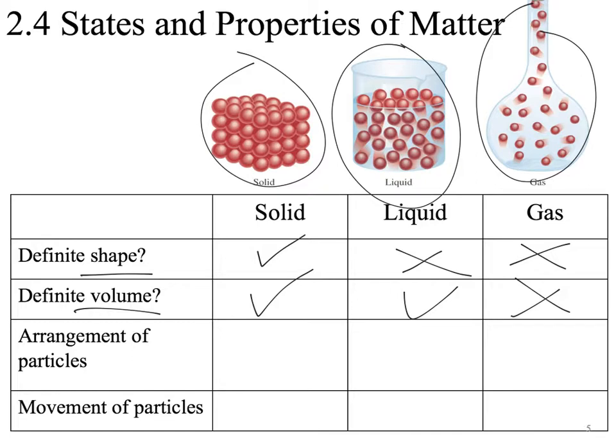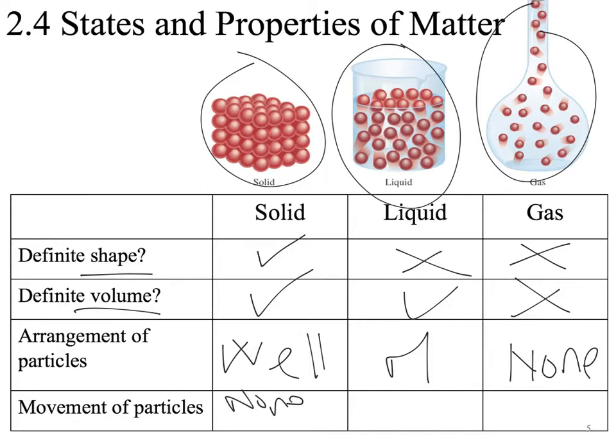About the arrangement of the particles. In a solid, they are well arranged. In a liquid, they are medium. And in a gas, there is no arrangement whatsoever. The particles are going all over the place. And that takes us to the next one, the movement of the particles. In a solid, there is no movement of the particles whatsoever. In a liquid, it is moderate. And in a gas, the particles are completely free.